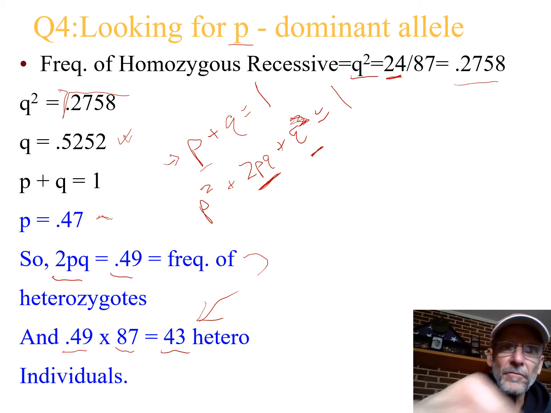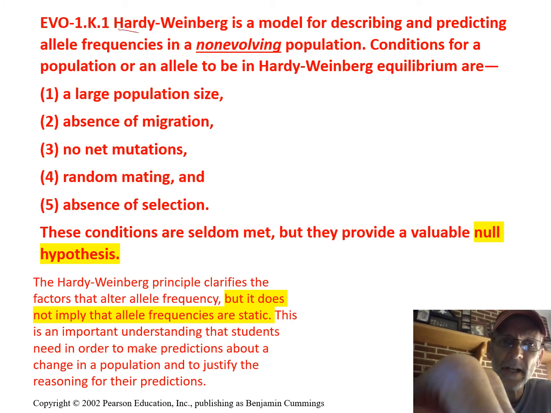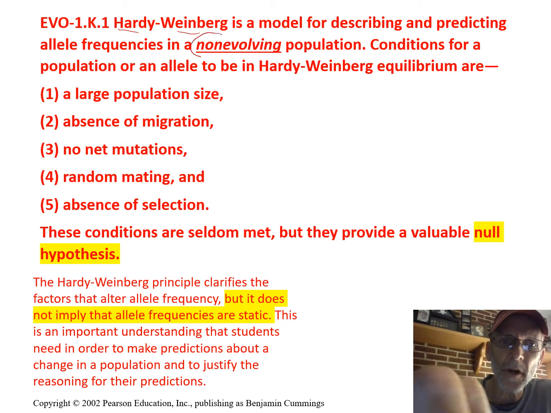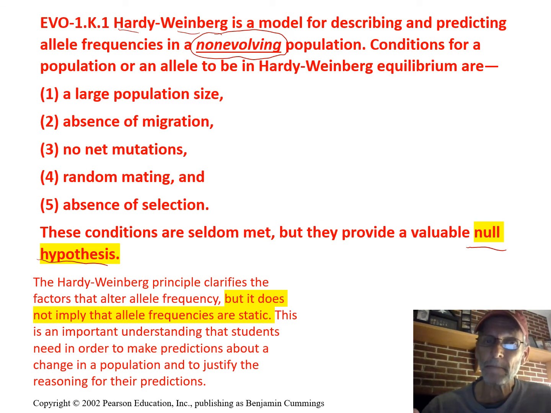Capiche? Easy stuff. So this is all straight AP syllabus here, this whole page. They have a list of conditions that Mr. Hardy and Mr. Weinberg identified must be true if this population is going to not evolve, which is again providing for us a null hypothesis to then test and see if the population we're studying has evolved. Then it means one of these 5 things or more must have not been the way this says they need to be to not evolve.